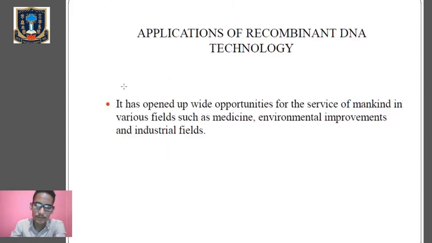Next one is the application of recombinant DNA technology. Recombinant DNA technology has opened up wide opportunities for mankind in various fields. In medicine, we can manufacture insulin, we can create vaccines, and even growth hormones. Then we can diagnose different types of diseases, and we can go for gene therapy. It's also used in agriculture for the production of genetically modified crops, and it's also used for environmental improvement and in industrial fields. So these are the applications of recombinant DNA technology.